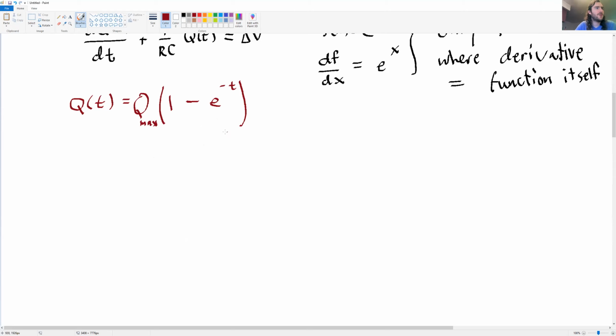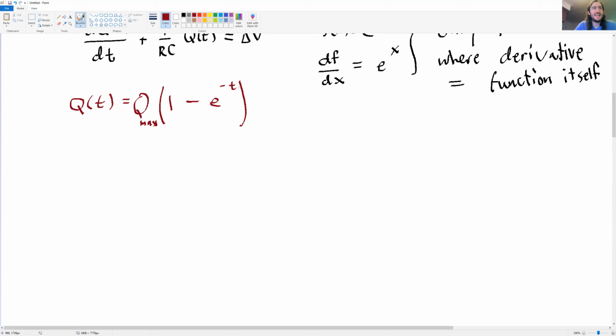What's the maximum charge going to be? Well, the maximum charge is going to be given in terms of the maximum potential difference and the capacitance of the capacitor. But we can just leave that there for now. We need to do one more thing here.